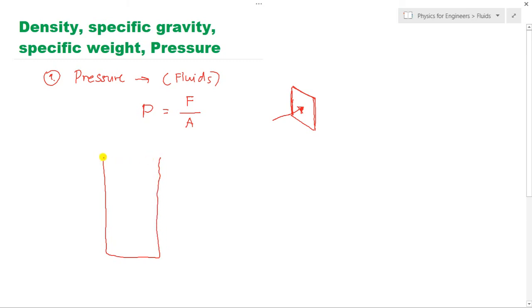Okay, we have a tank, and then we have water. The water, of course, has a height, right? The height of the water. And the tank, of course, has a cross-sectional area, A_C. So this is the cross-sectional area, and this is the height.